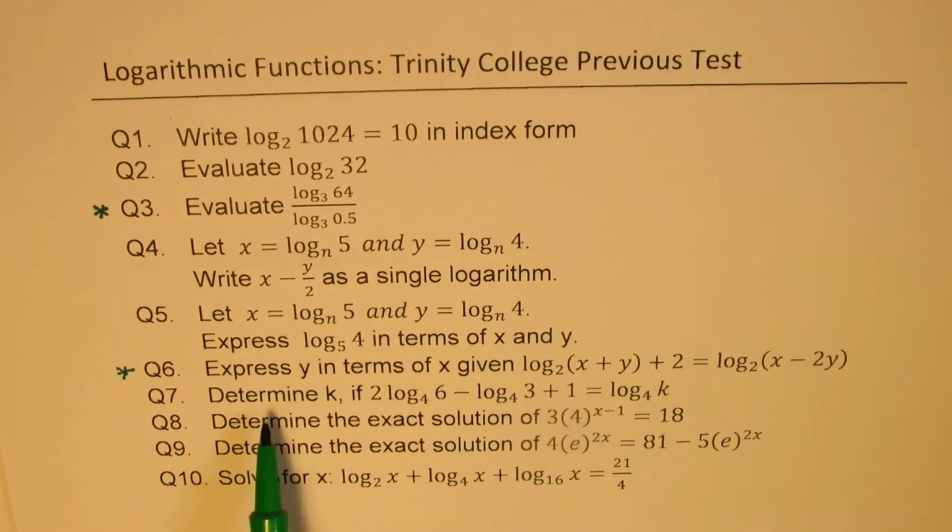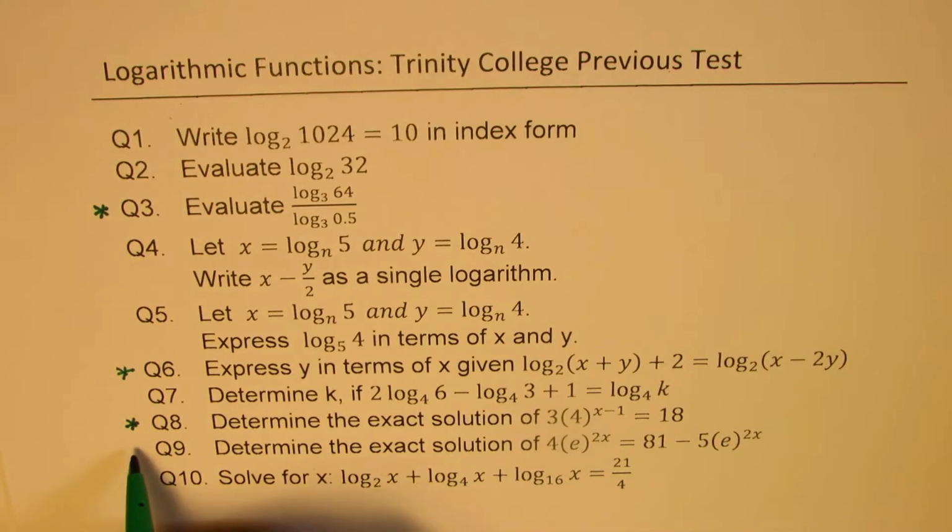Question number 7. Determine k if 2 log to the base 4 of x equals minus log to the base 4 of 3 plus 1 is log to the base 4 of k, based on logarithmic rules. Question 8. Determine the exact solution of 3 times 4 to the power of (x minus 1) equals 18. That is also a bit difficult. Question number 9. Determine the exact solution of 4 e to the power of 2x minus 81 minus 5 e to the power of 2x.